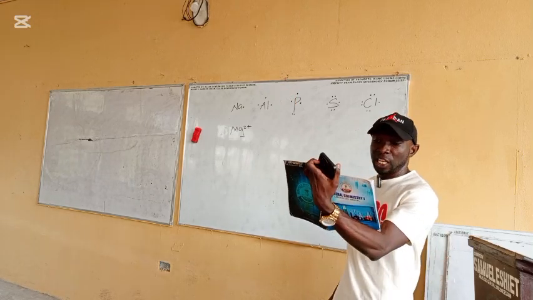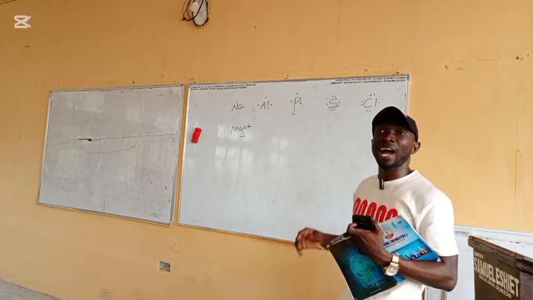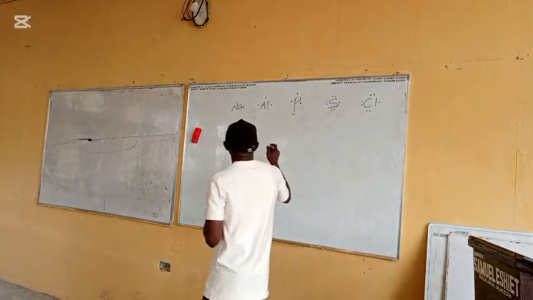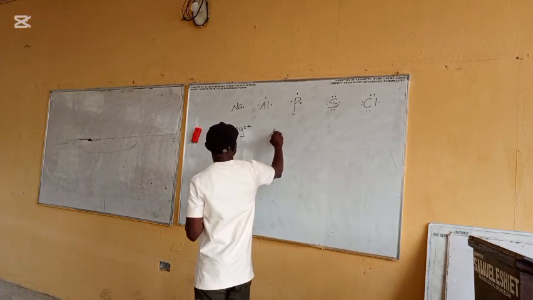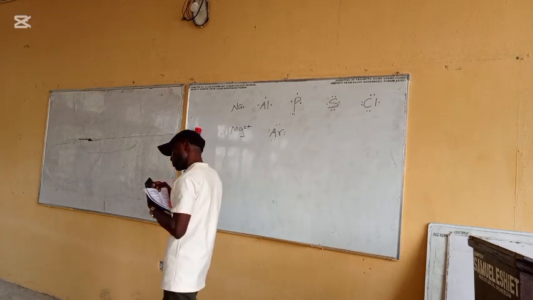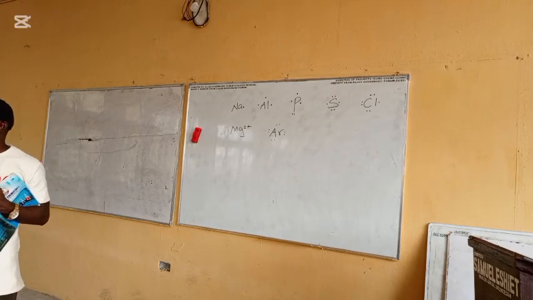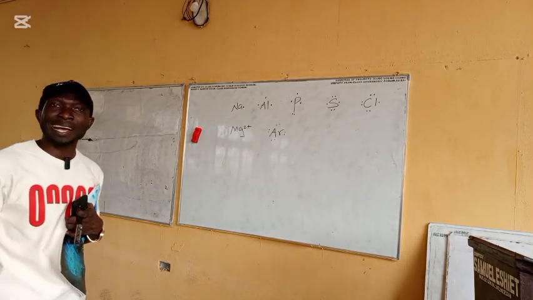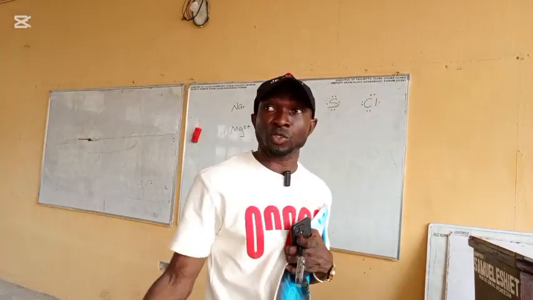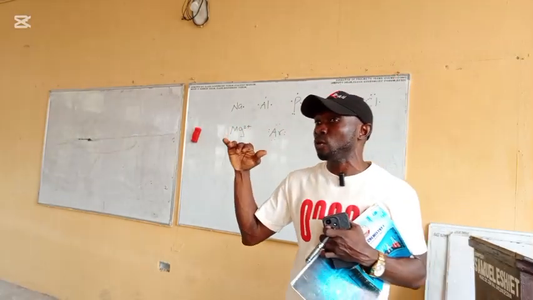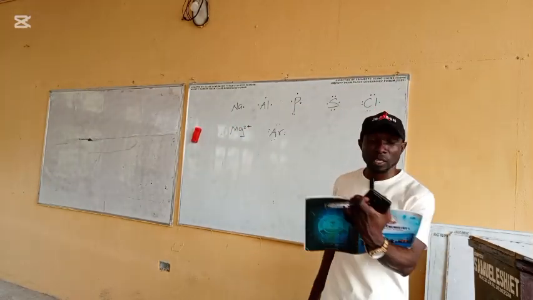Next, the Lewis symbol for argon. Argon is in group 8. So you're going to write argon, Ar, 1, 2, 3, 4, 5, 6, 7, and 8. Argon is in group 8, right? It's a group 8 element. So it has 8 valence electrons. So you drop 8 dots around argon and that is all. Move on to the next. What's the next one there?